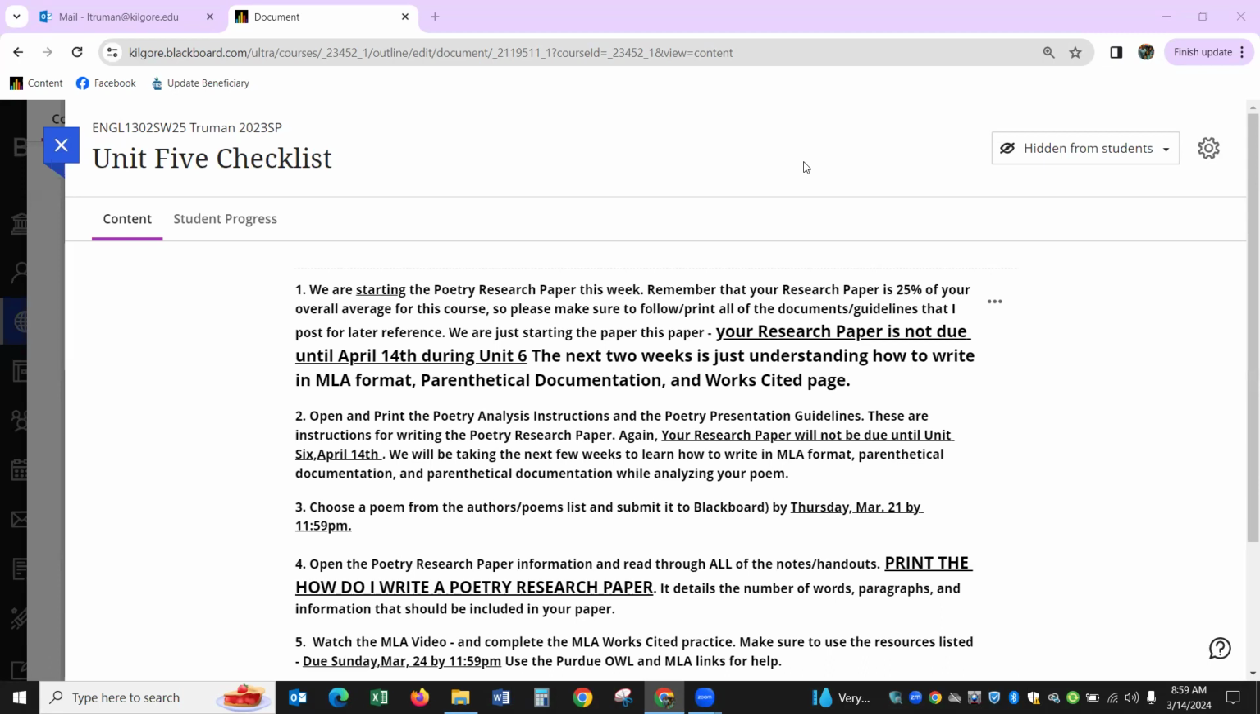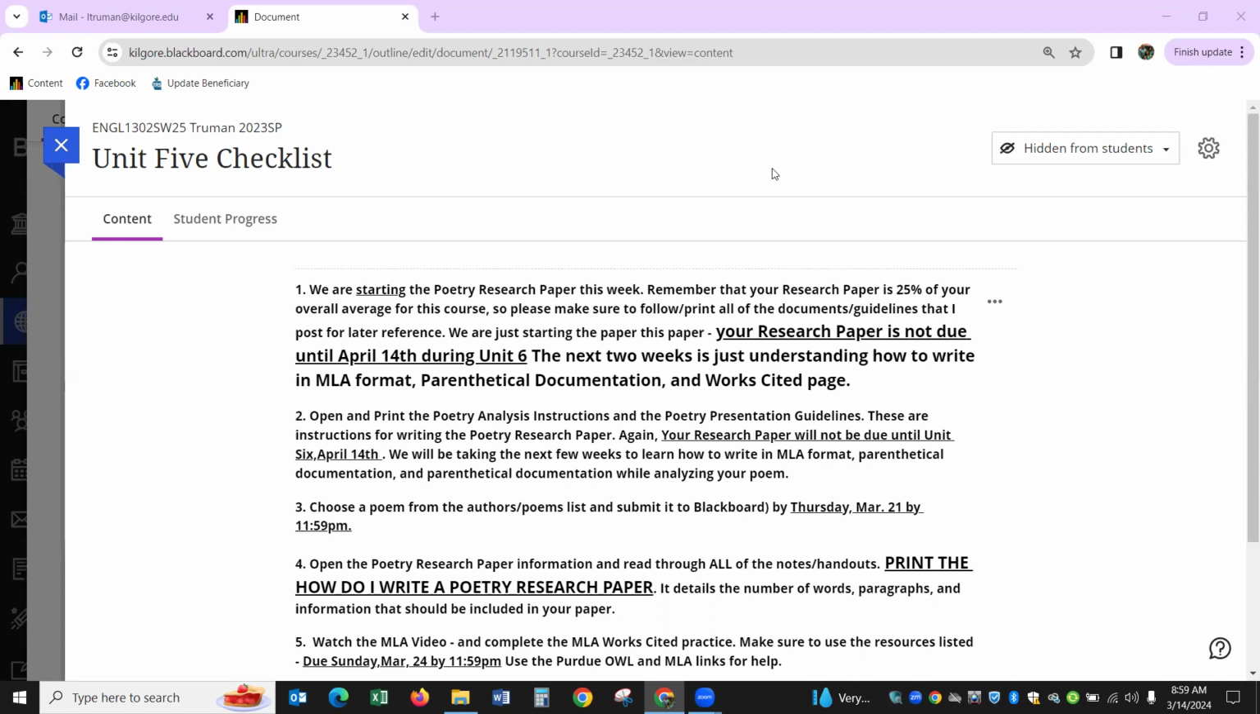And so the first 2 weeks of this particular big unit of the research paper is just instructions, picking your poem and learning how to write the paper. And so you are not going to be submitting it until it is due April 14th, which is during Unit 6. I have noticed that quite a few of you do not seem to be opening up all of the instructions for each of the assignments.